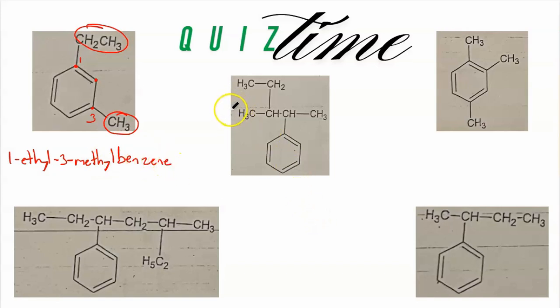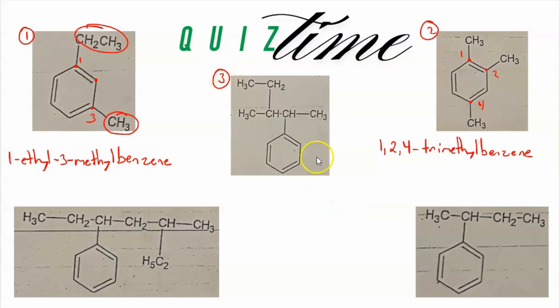All right, let's try the second one. So we got a benzene ring with 3 methyl groups. So let's count here. So we'll have 1, 2, 3, and 4. So this is going to be 1, 2, 4 trimethyl benzene. Not so bad.